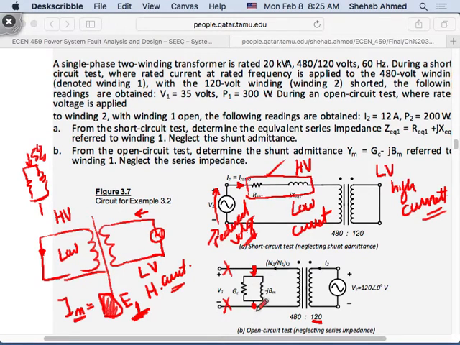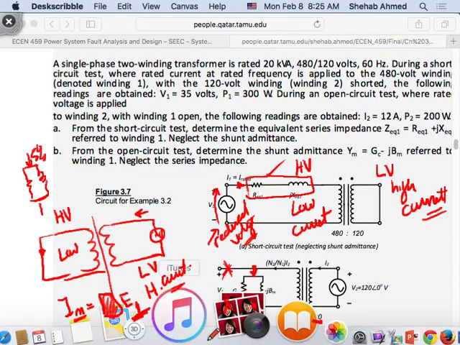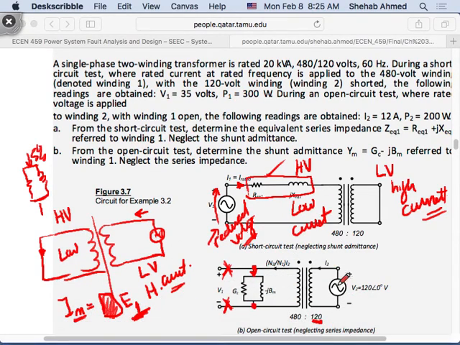And same thing with the open circuit test. With the open circuit test, if I leave the terminals open, the windings open, and I put full voltage across one side, I will see full voltage across the secondary side. Here, the primary side. If I put full voltage here, this voltage is going to be placed across this impedance.